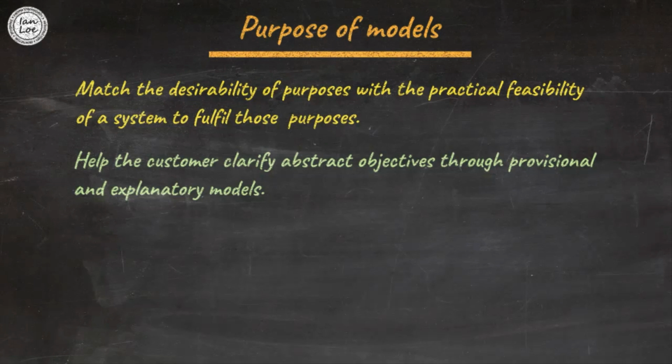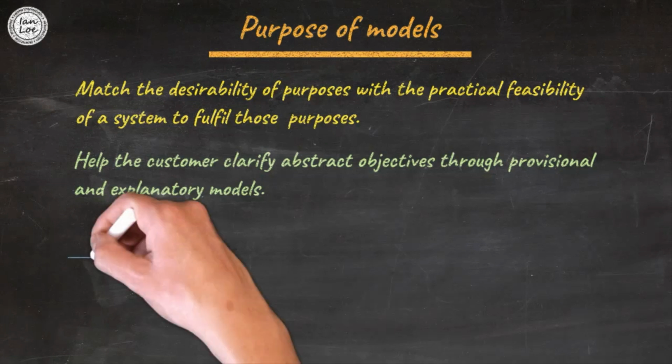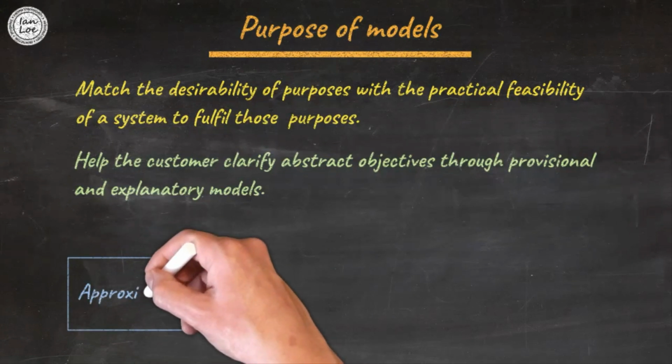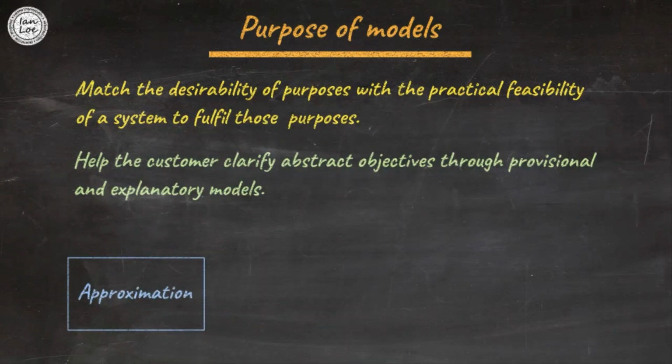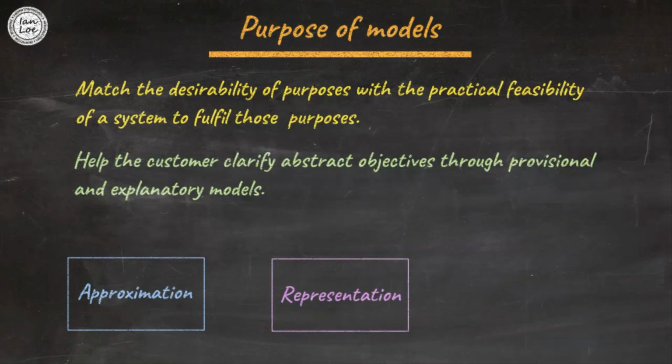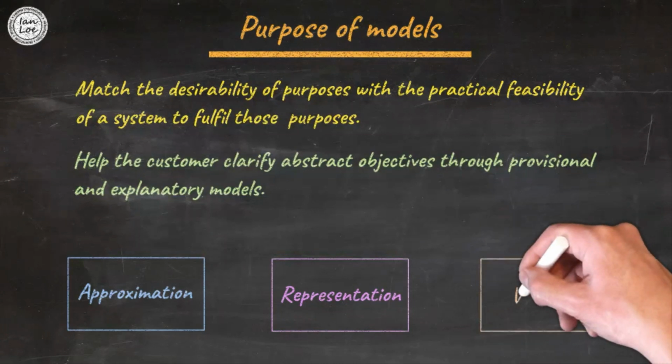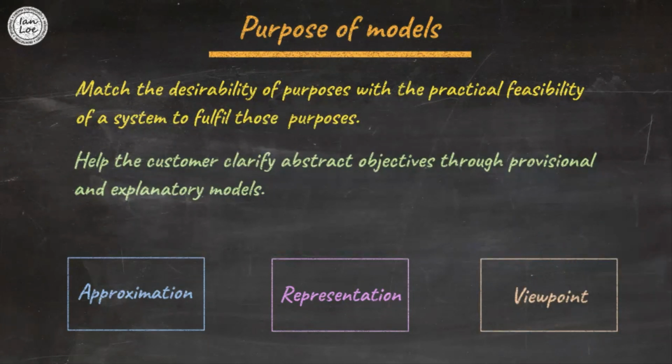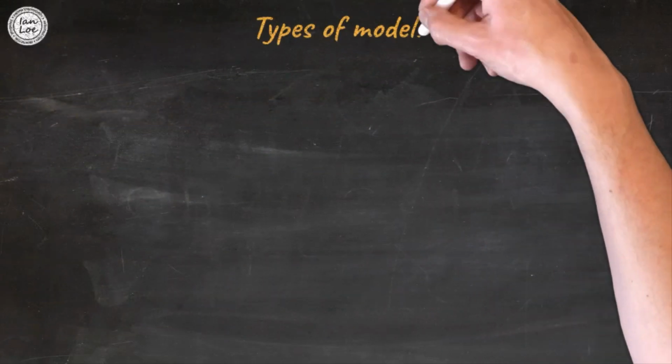Let's recall the definition of a model. It is an approximation, a representation of selected aspects of a system, a view or collection of models. It is a representation of a system from a related set of concerns. It is also a viewpoint, a template for constructing a view. There are a few types of models we would use as architects.